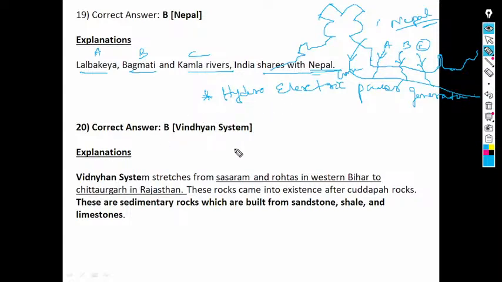The Vindhya system stretches from Sasaram and Rohtas in western Bihar to Chittorgarh in Rajasthan. Sasaram and Rohtas in western Bihar, to Chittorgarh in Rajasthan.